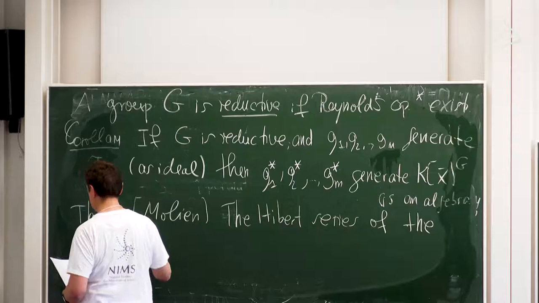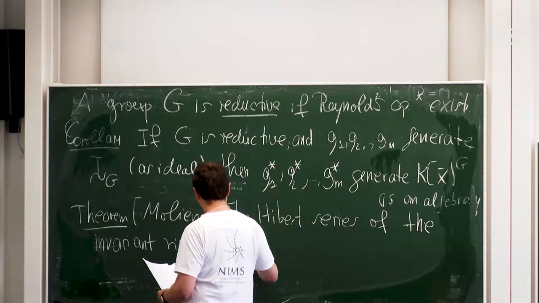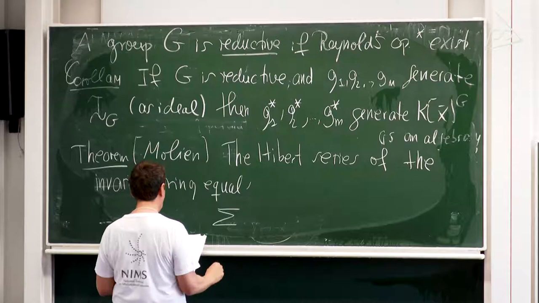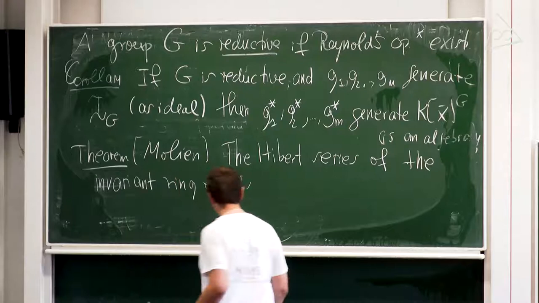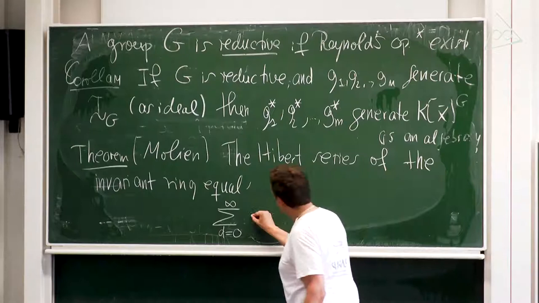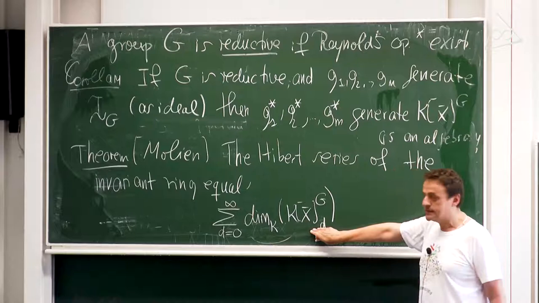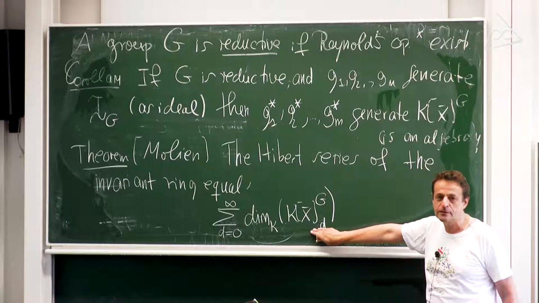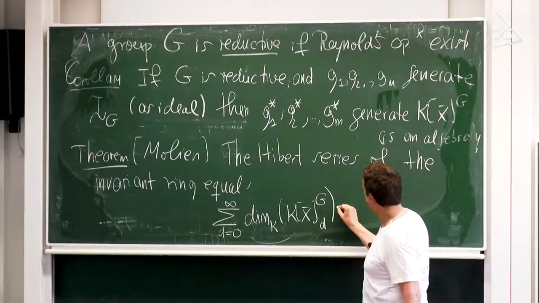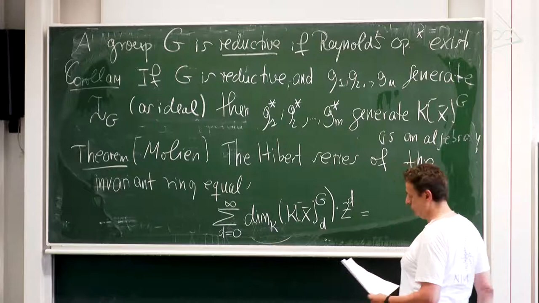equals the following. Well, what's the Hilbert series by definition? By definition, if you have a graded ring, the Hilbert series is a formal generating function. I'm summing from d = 0, 1 up to infinity, and I record the dimension as a k-vector space of the elements of degree d in my ring. So this is the vector space of invariant polynomials that are homogeneous of degree exactly d. That's a finite dimensional k-vector space. I'm recording this dimension, and I make these the coefficients of a generating function.